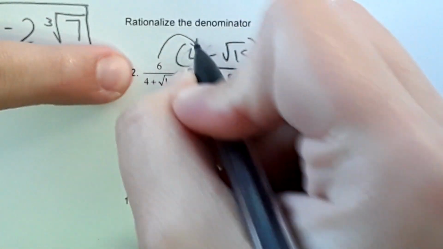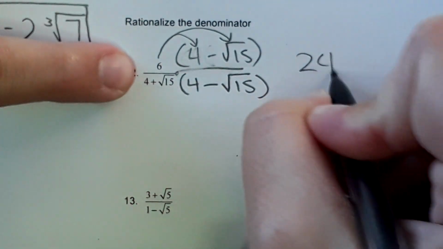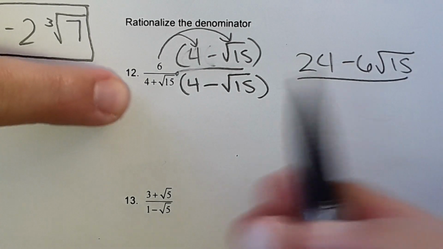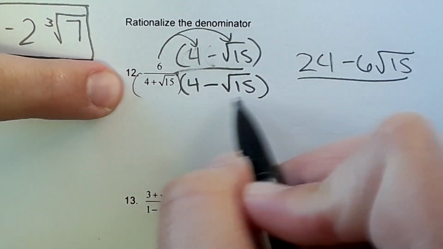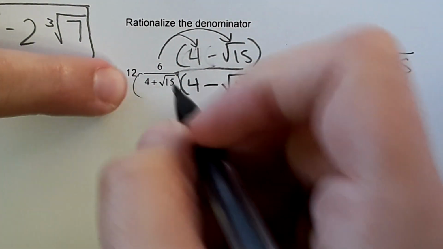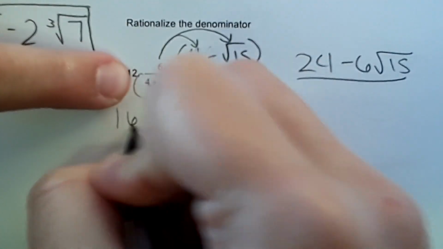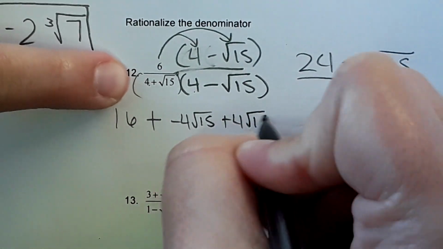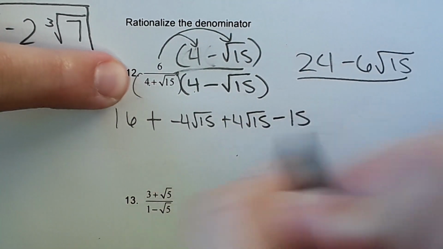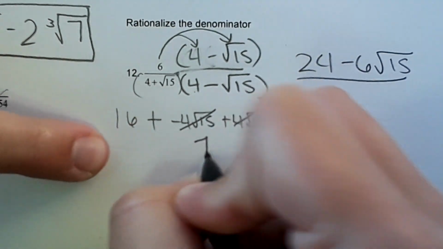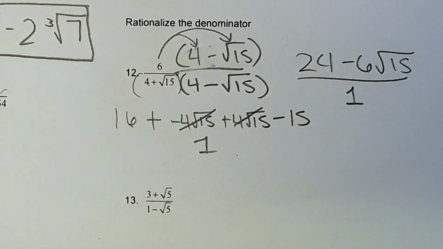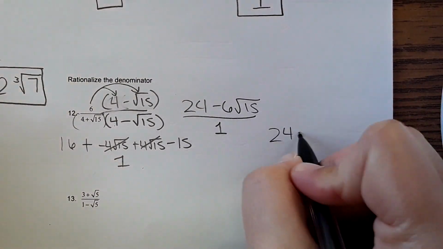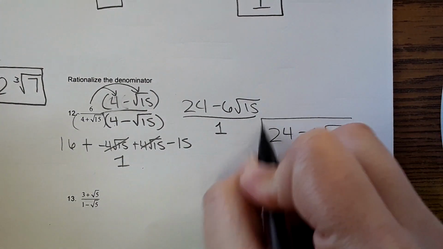So here we're going to distribute the 6 to get that. And then we're going to FOIL this out, which, as we saw in the last example, things are going to cancel. 4 times 4 is 16. Let me just get 1. So the answer is 24 minus 6 square root of 15.